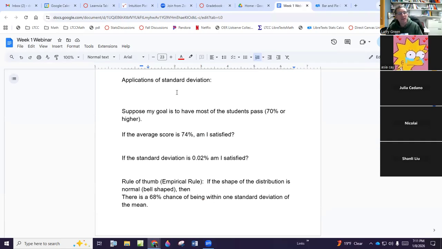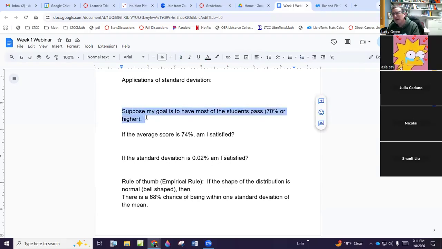So let me do one more example that I like to do. Suppose my goal is to have most of the students pass. Okay, I want most of you to pass. I really do, by the way. It is a goal. And passing, hopefully, is 70% or higher for the score, because that's in the syllabus. If the average score is 74%, am I satisfied? Am I happy? What do you think? My goal is to have most of the students pass, and the average score was 74%. Am I happy?